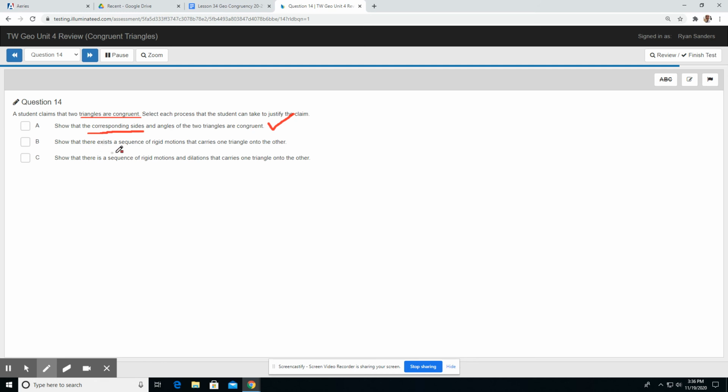Show that there exists a sequence of rigid motions that carries one triangle onto the other. Yep, that's true. So no dilations, but you match one on top of the other. Show that there's a sequence of rigid motions and dilations? No dilations for congruence.